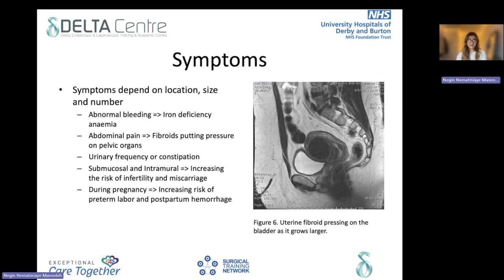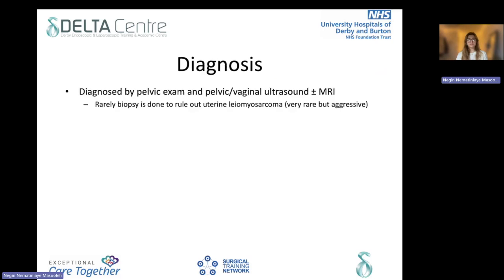Some specific types of fibroids can increase the risk of infertility and miscarriages, as you would assume. They might protrude into the cavity of the uterus and not allow implantation. Also, during pregnancy, there is an increased risk of preterm labor and postpartum hemorrhage because these are vascular tumors, and the myometrium is highly vascular. There's so much blood supply to it, so it can cause a hemorrhage.